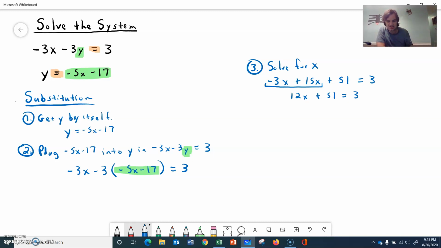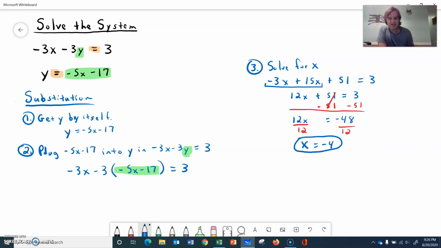Then I need to get all my x's on one side, which is already on the left. So let's get the non-x's on the right. We'll subtract 51 from both sides. So there is 12x equals negative 48. And the last step of solving the linear equation is divide both sides by 12, which gives me x equals negative 4. Yes, that's the answer I had earlier.